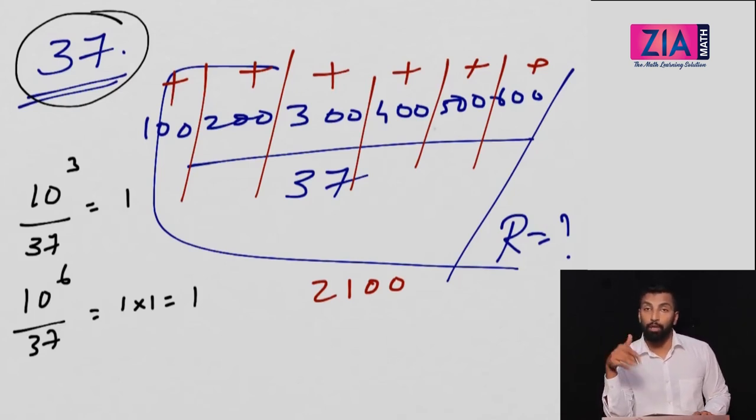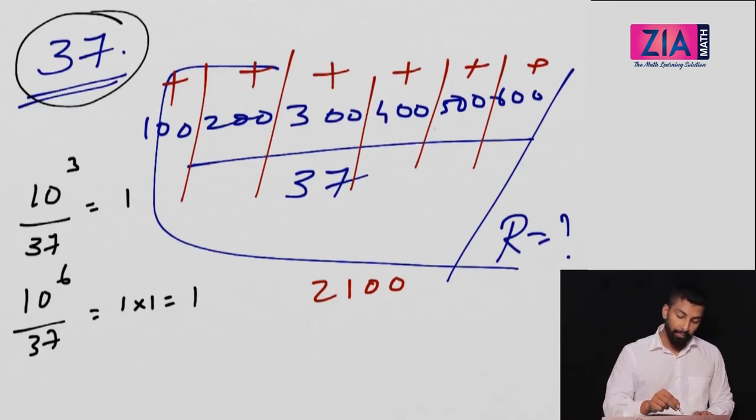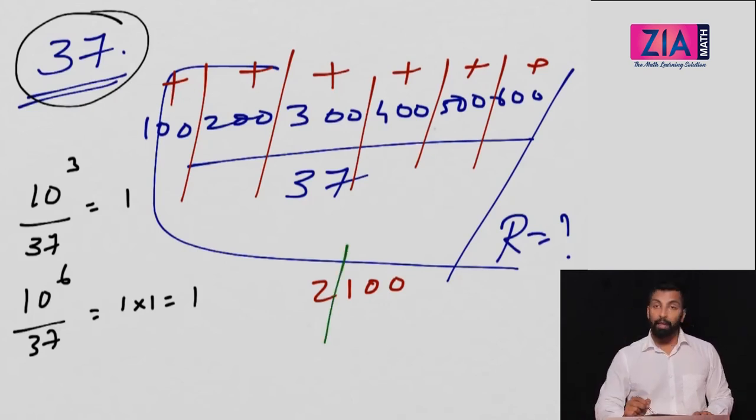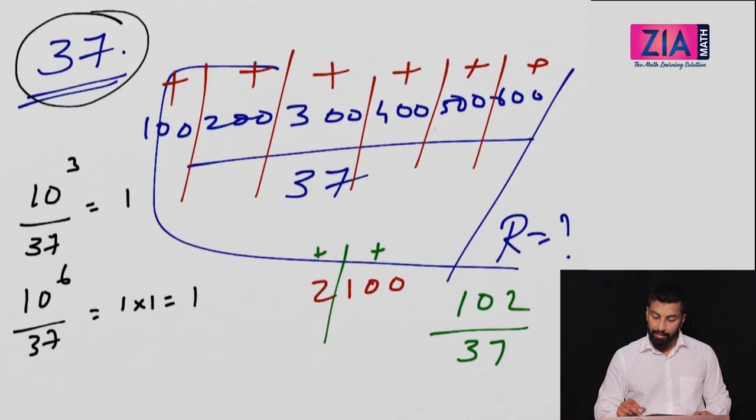So you can even simplify this. Again you group into groups of 3. That means this is plus, this is also plus. So this becomes 102. You divide this 102 by 37. See what is the remainder. So I hope you understood.